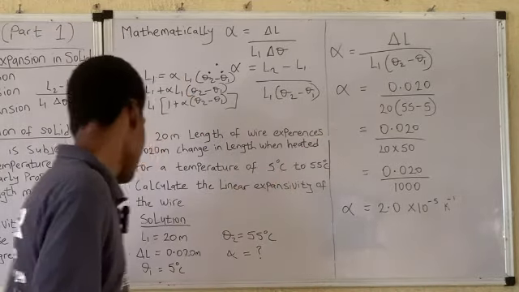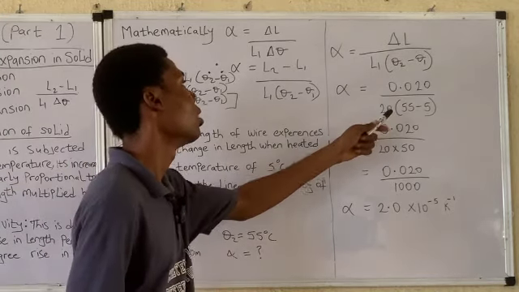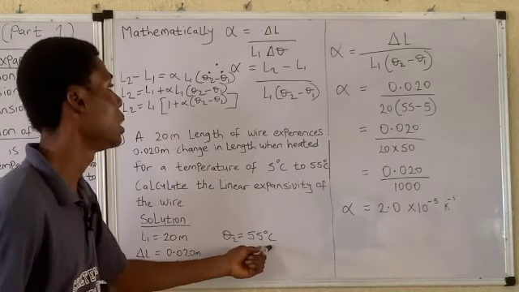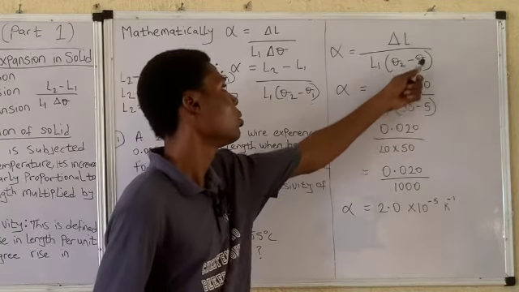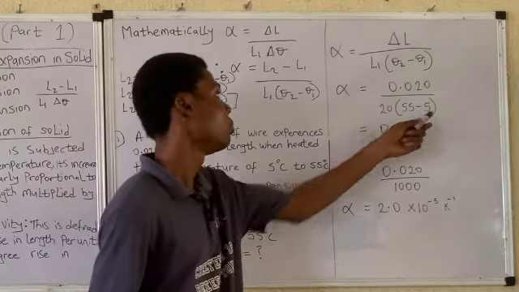Our L1, what is our L1? Our L1 is equal to 20 meter. So we have it here. What is our theta 2? Our theta 2 here is 55 degrees Celsius. So we have it here. Then our theta 1 is 5 degrees Celsius. So we have it here.